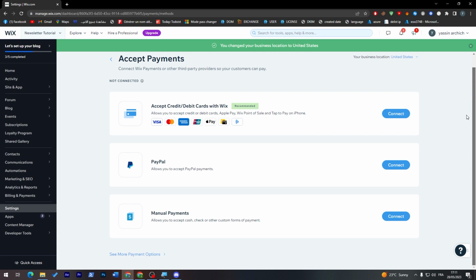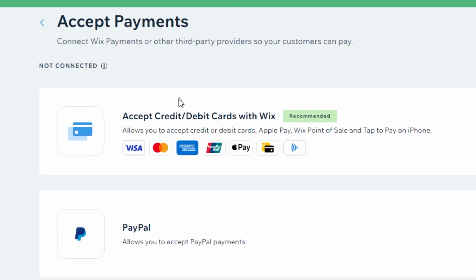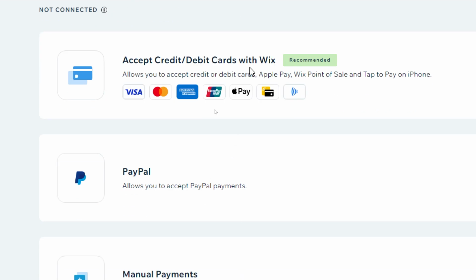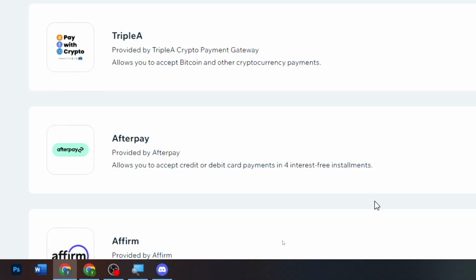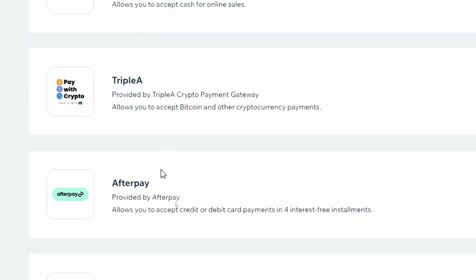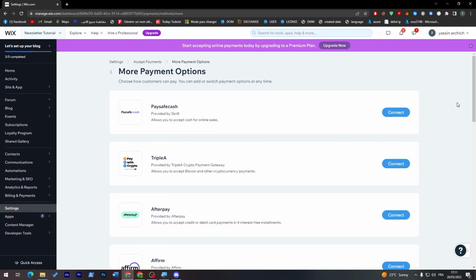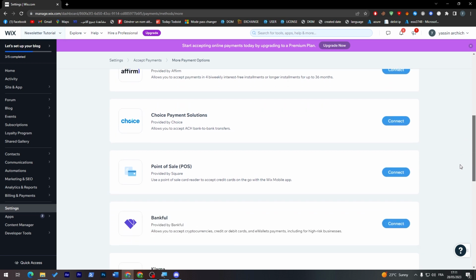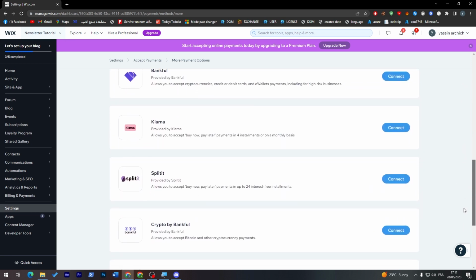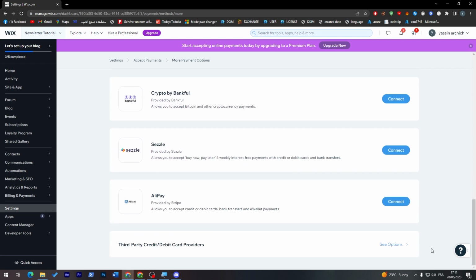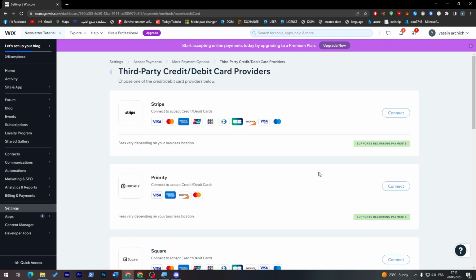So in the United States, they accept credit and debit cards with Wix. This is the most recommended one. Here, they accept even Apple Pay. This is connected to it. Here, PayPal, manual payments such as cash. Here, AAA as crypto, Afterpay as credit and debit card payments, and much more than that. Affirm, Choice Payment Solution, Point of Sale, Bankful, Klarna, Splitit, Crypto by Bankful, Sizzle, Alipay, and much more as third party credit and debit card providers.